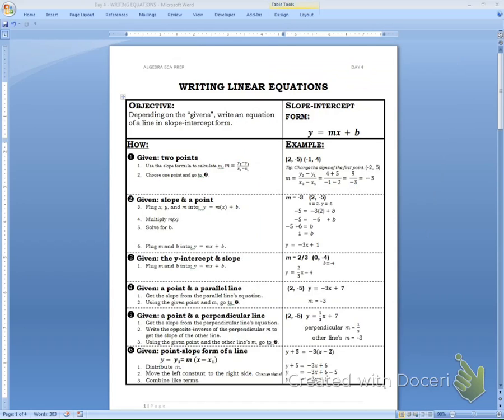Another given you might have is they give you a slope and 1 point on the line. So you can see there they said m is equal to -3, and they give you the point (2, -5). So that's a little bit easier because less steps then. The other given that they could have is they give you the y-intercept, so that coordinate, and a slope. Or maybe they give you a point and a parallel line, or a point and a perpendicular line. Or finally, maybe they give you the point-slope form of a line.